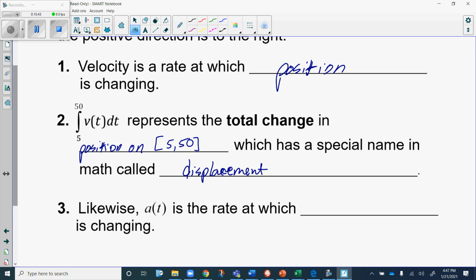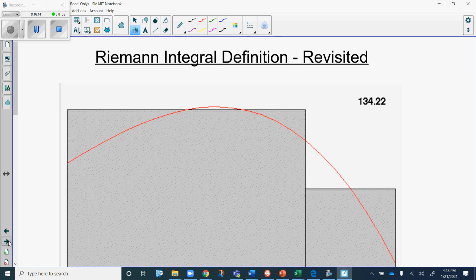Likewise, a of t represents the acceleration. A of t is the rate at which velocity changes. So if velocity represents the rate at which the position of the particle changes, then acceleration is the rate at which velocity is changing. Because remember, the derivative of the position function gives us the velocity function, and the derivative of the velocity function gives us the acceleration function.